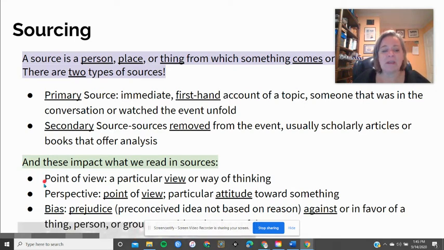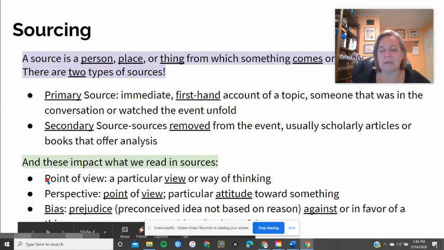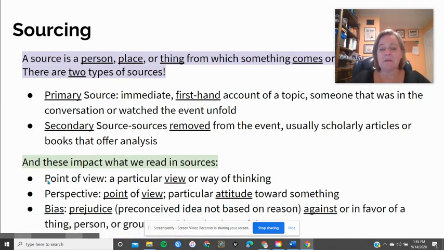is that the source has a point of view, whether that person has a certain way of thinking or whether the camera was only from one angle. There is a point of view that goes with that source. You might have a perspective that the person is coming from, a particular attitude towards something, or you could have biases or prejudices that go into play.